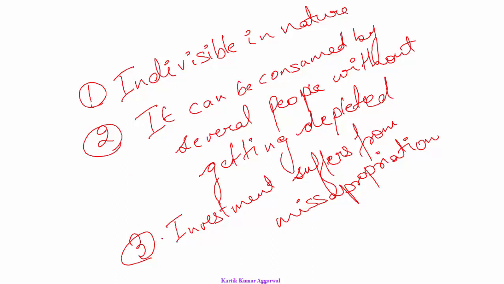The third is that investment suffers from misappropriation. Take for example, I have a physical land. I can protect it by having a robust fencing around it, hiring guards. But on the contrary, in the case of intellectual property, it becomes extremely difficult for me to protect my rights over the intellectual property. For example, if I have sold my book to a person and he gets that photocopied and gives it to his friend, I cannot control that.